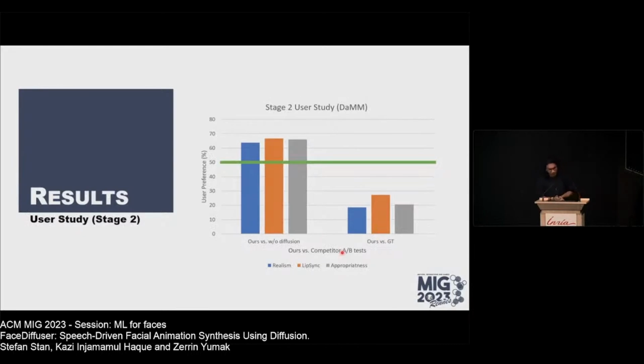So we ran another user study comparing the diffusion model with the non-diffusion model, and we asked the same questions: realism, lip sync, and appropriateness. There is a clear preference: more than 60% of the users preferred the results from the diffusion model over the non-diffusion model. Again, the ground truth was perceived better. So this raises a question: are the objective metrics that we're using for facial animations appropriate for non-deterministic approaches? I don't know. That is an open question that we want to address later on.